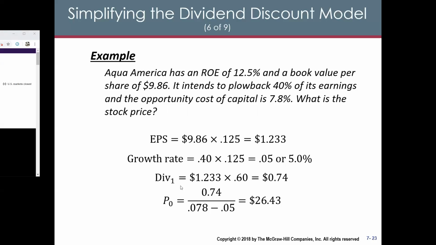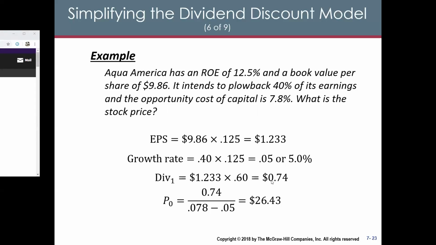And the dividends, so you have earnings per share, and you know you are going to plow back 40%. So the amount you are going to distribute to the investors is 1 minus 40% equals 60%. So the dividends is 1.233 times 60%. So the dividends in year one will be $0.74.